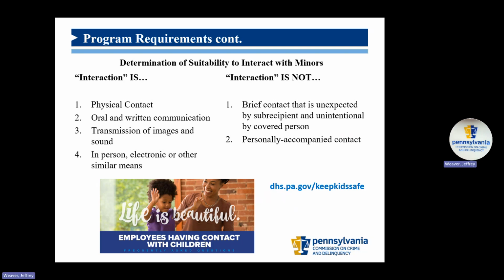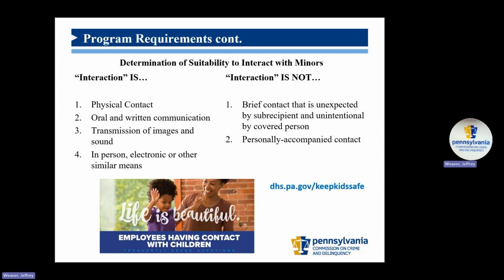Interaction with a minor does include physical contact, supervision, oral and written communication, and the transmission of images and sound, and may be in person or by electronic or similar means. Interaction does not include brief contact that is both unexpected by the subrecipient and unintentional on the part of the covered individual, such as might occur when a postal carrier delivers mail to an administrative office.